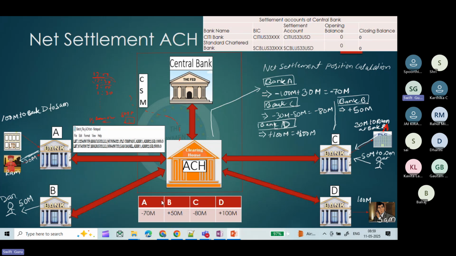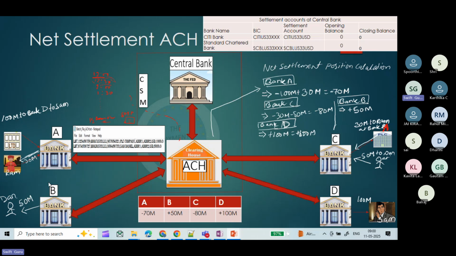And likewise for bank B, they did not have any outward request for that particular interval and they received only the inward request, which they have settled. So they are in a positive position, plus 50 million. Likewise, bank C, both of them are outward requests. There's no inward. So minus 50 minus 30 is minus 80 million. Bank D, no outward request, only inward requests they received. That's why they're in plus 800 million. So they owe 100 million.